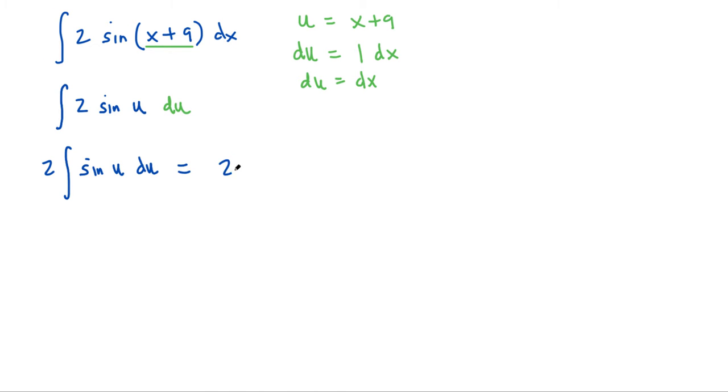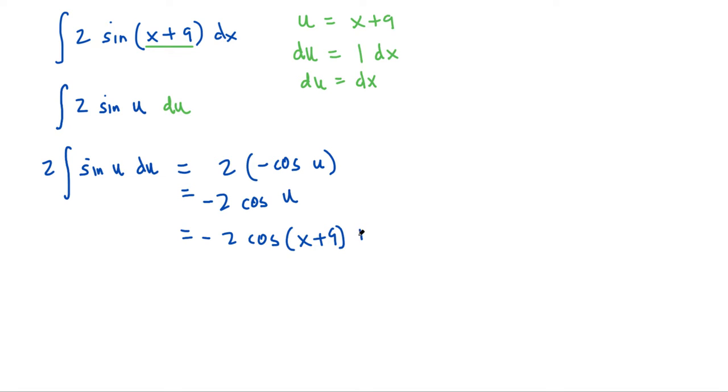That becomes 2 times negative cosine of u, which simplifies to negative 2 cosine of u. And just as we did in the last example, let's substitute back in for u to get our actual antiderivative. So u is x plus 9, so this becomes negative 2 cosine of x plus 9.